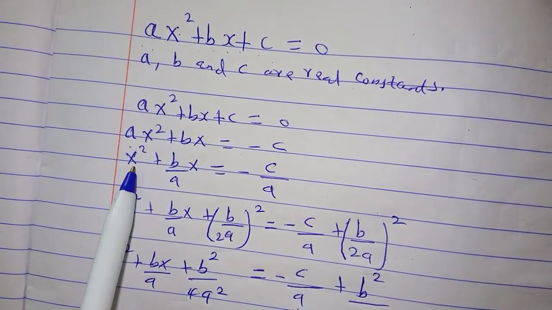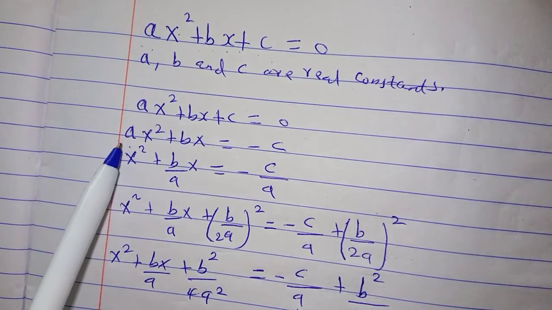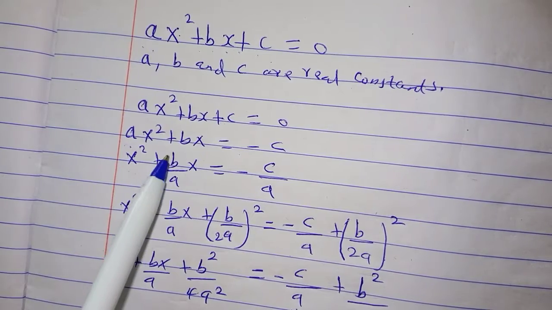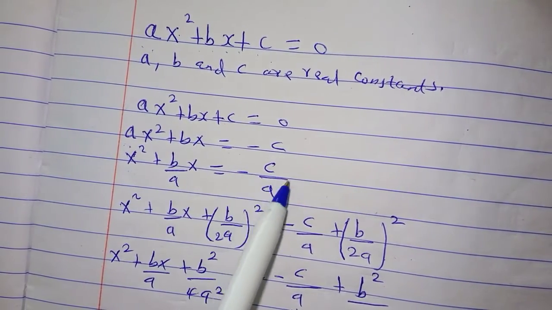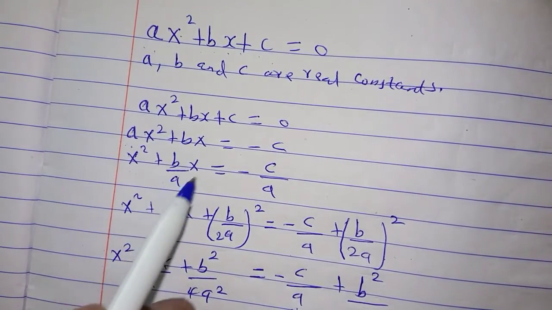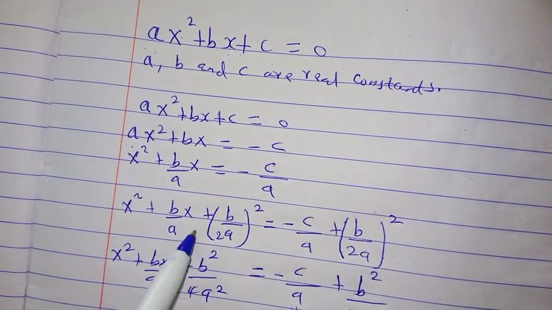Then from there, we divide this equation by a, to be left with x squared plus b over a x is equal to negative c over a. Then from there, we take this constant here, divide it by 2 and square it. And we add it to both the left hand side and the right hand side.